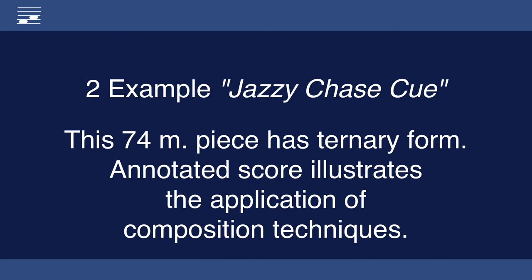The piece has ternary form, 2 outer swing sections with a middle bridge section, an introduction and coda. The annotated score illustrates the application of pitch class sets and the Schillinger rhythm family. Pitch class set labels are shown below the staff. Let's play the audio and follow along the score.